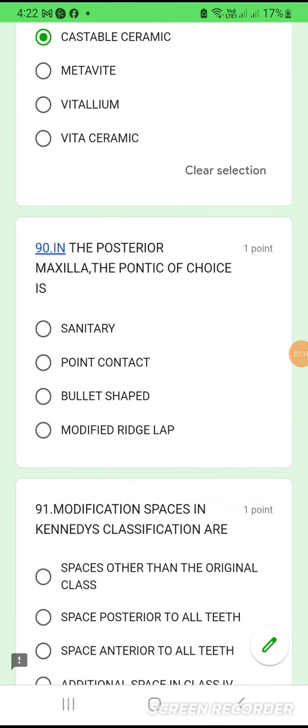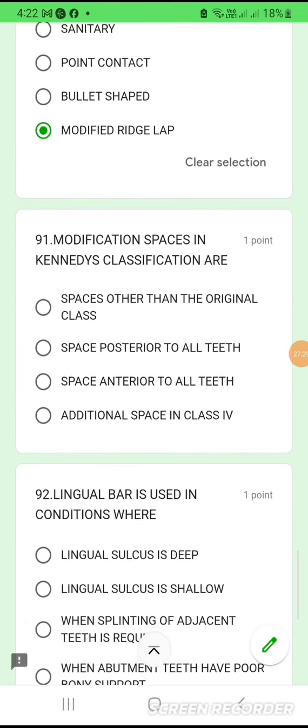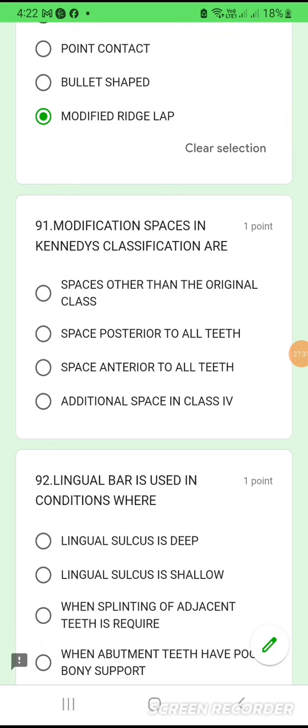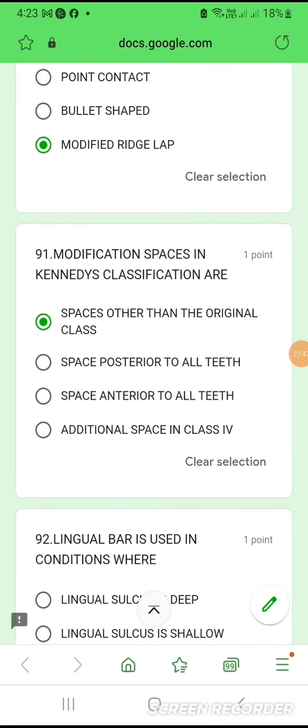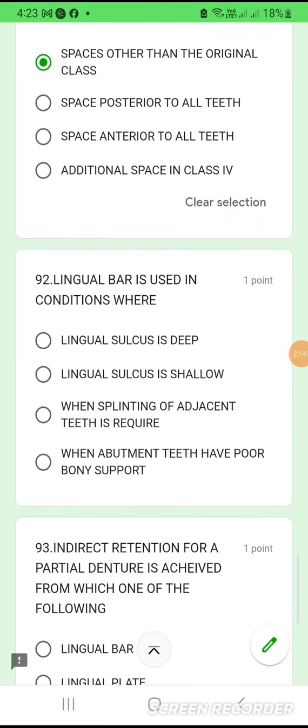90. In the posterior maxilla, the pontic of choice will be, what type of pontic will you choose? Sanitary, point contact, bullet shape, modified ridge lap. In the posterior maxilla, you should always go for a modified ridge lap pontic. Question number 91. Modification spaces in Kennedy's classification are spaces other than the original class, space posterior to all of the teeth, space anterior to all teeth, additional space in class 4. So the correct answer is option A, spaces other than the original class.